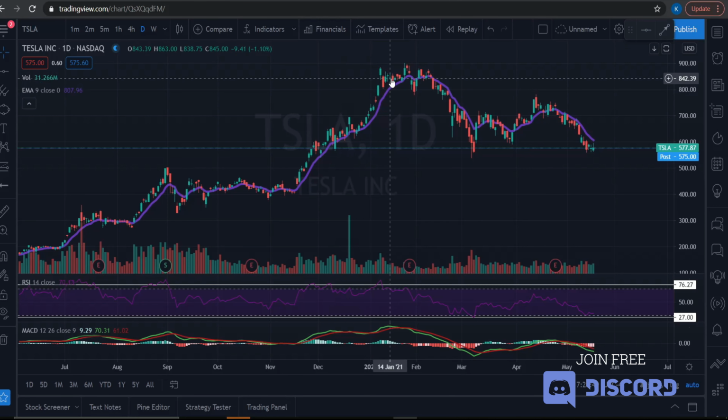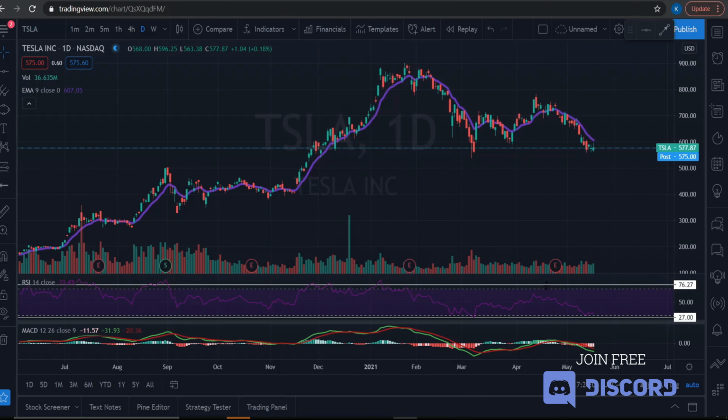Although if it's just a short pullback, and say you entered way down here, then maybe this little pullback isn't going to really faze you. But when it crossed the EMA as well, this was a second signal to sell your long position, and this was your first signal to sell the long position.